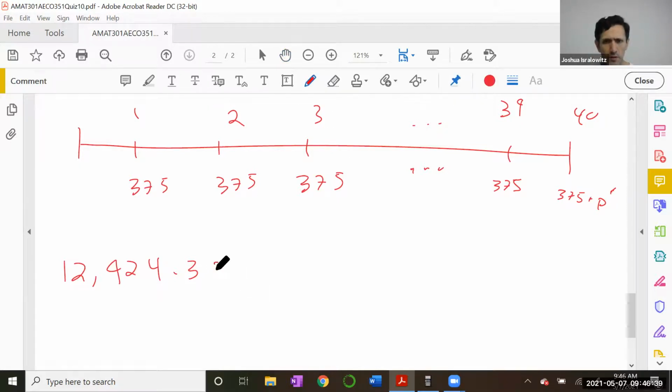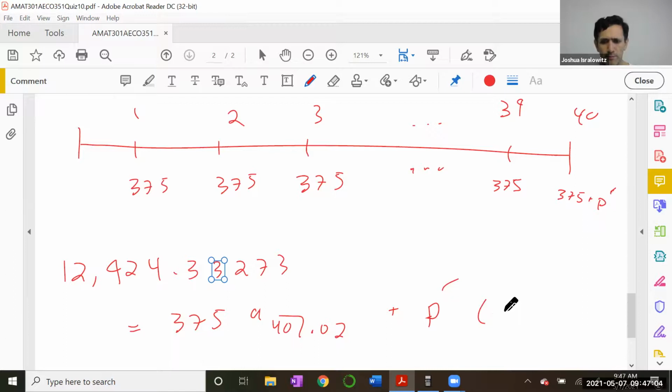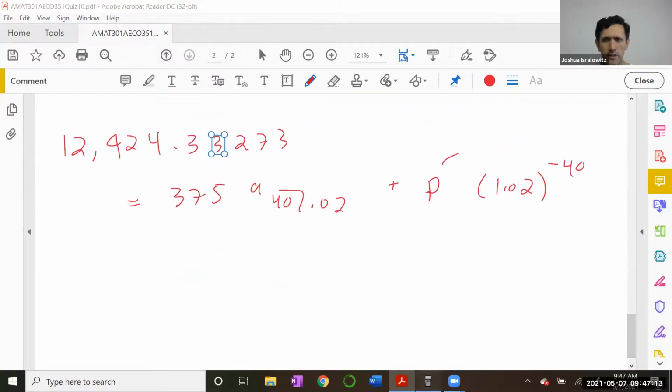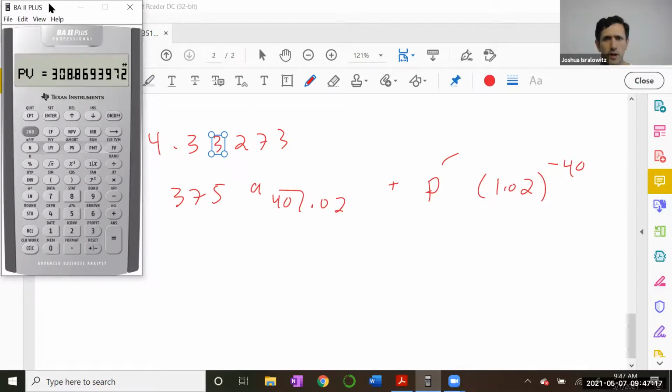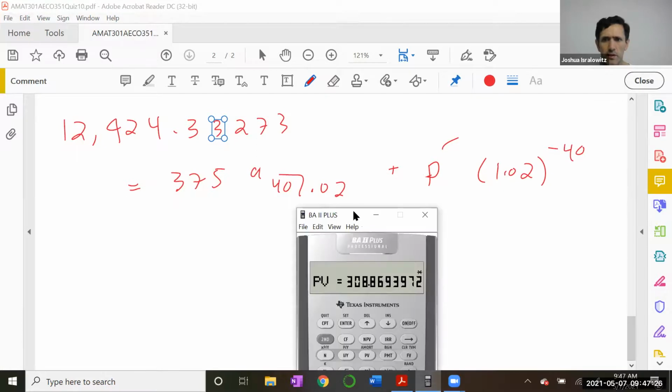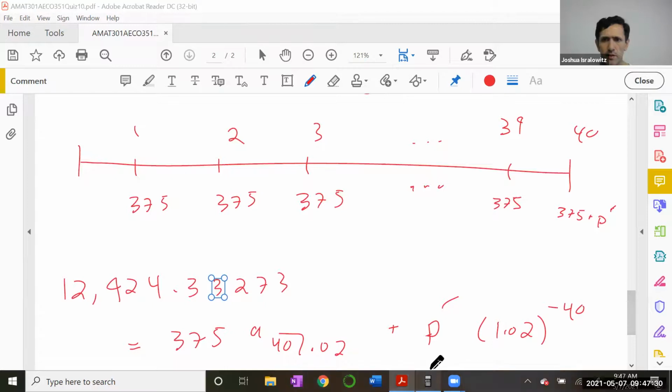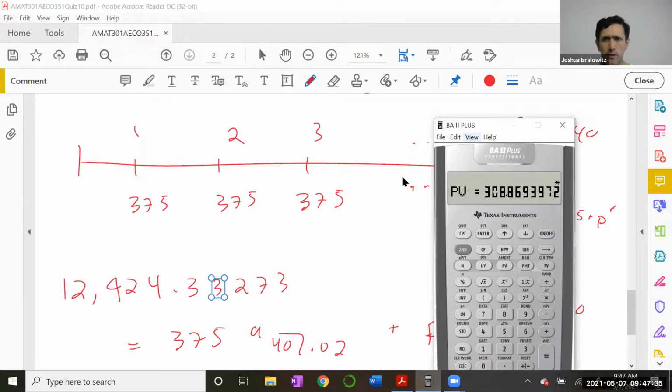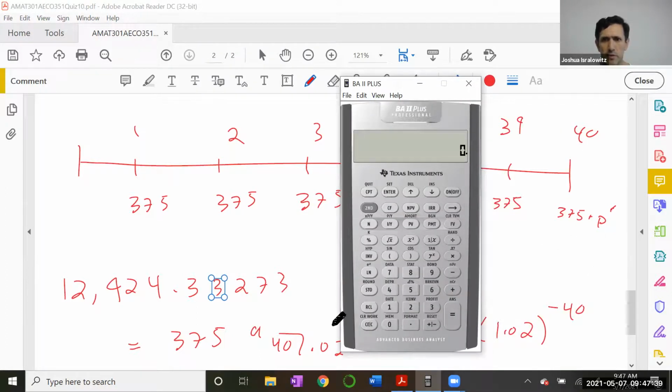Okay, so 33273. That's going to equal 375 a 40. Take 4%, 0.04 divided by 2 because it's nominal semi-annual, 0.02. Take the present value of P prime, or discount it rather, by 40 six-month periods. Right. And the easiest way to do this is, as I did in video, probably just to use the calculator, or you could just do this by hand, not a big deal.